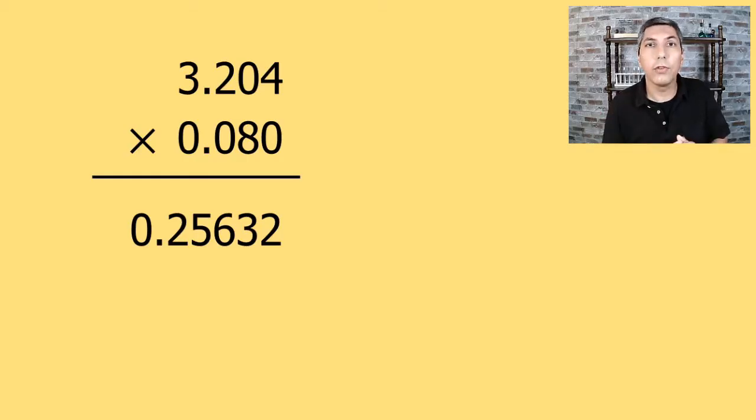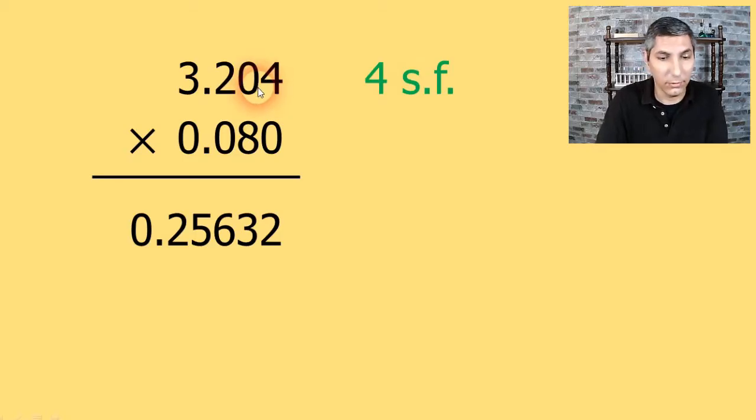Now, for addition and subtraction, we counted decimal places. Well, for multiplication and division, we're going to count significant figures. So in the first number here, we have 4 significant figures. That middle 0 is significant, isn't it?